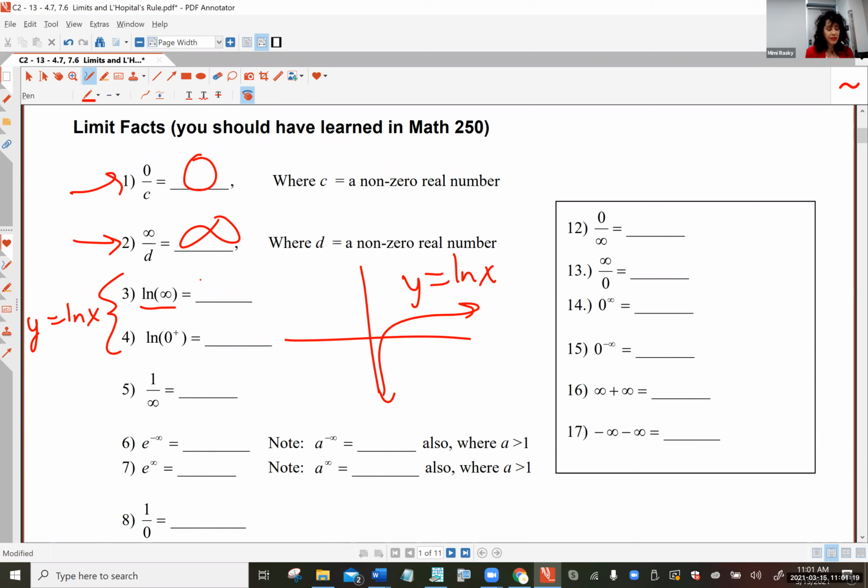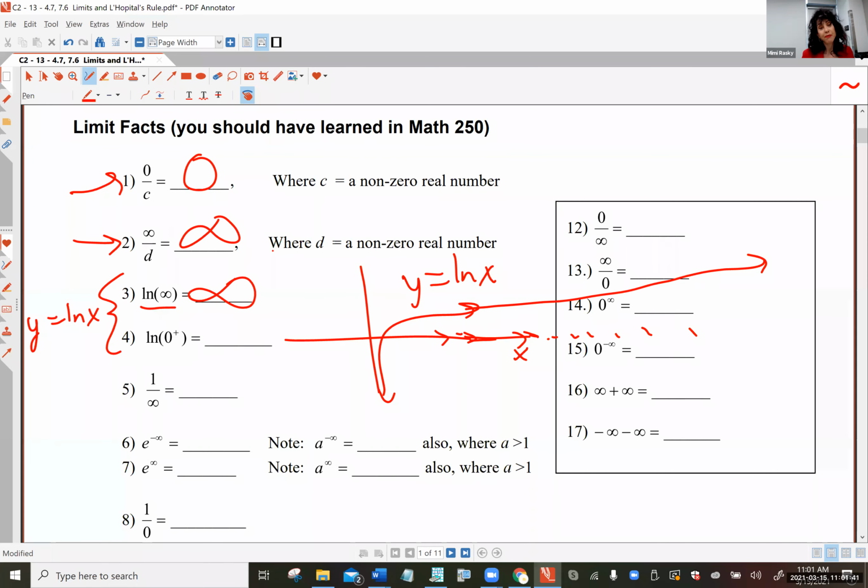So what is ln of infinity? Or what happens when you take the limit of ln x as x gets very, very large? So here's the x-axis. x is getting really, really large. What is y doing? What y coordinate is going to get hit eventually? Infinity. Yes. So please memorize this, because if you don't, the rest of the semester is going to be very painful for you.